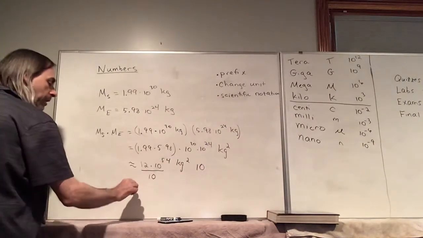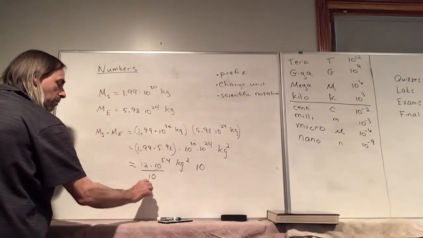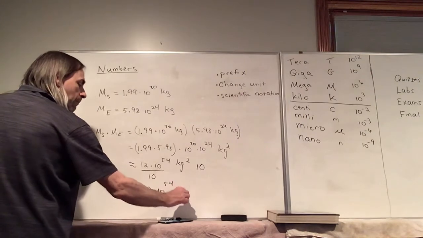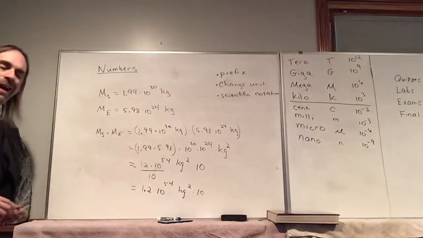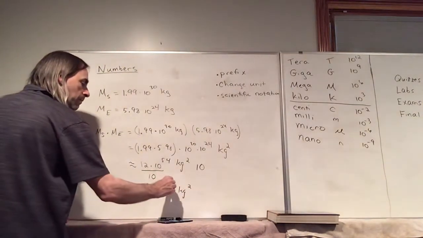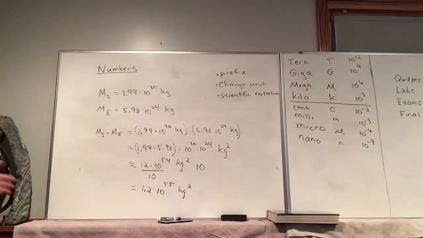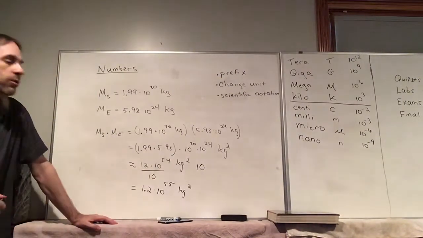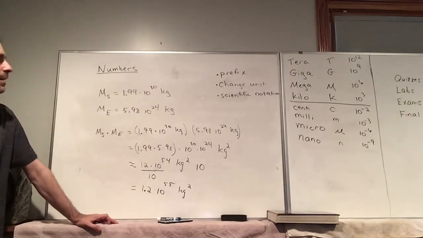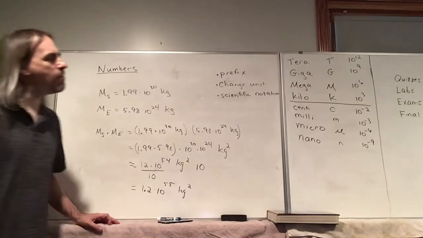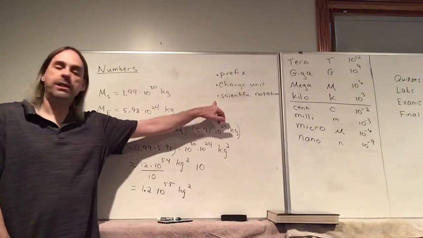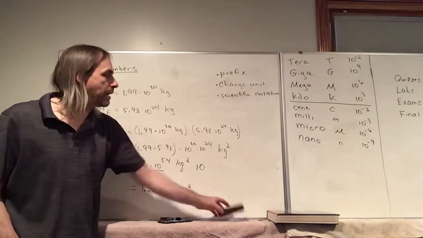So doing this, we can say this is 1.2 times 10 to the 54th, and then times 10. But multiplying by 10 just adds 1 to the exponent. So we have 1.2 times 10 to the 55 kilograms squared. So that's another great advantage of scientific notation. And there's one more fairly significant advantage to scientific notation, which I want to talk about.